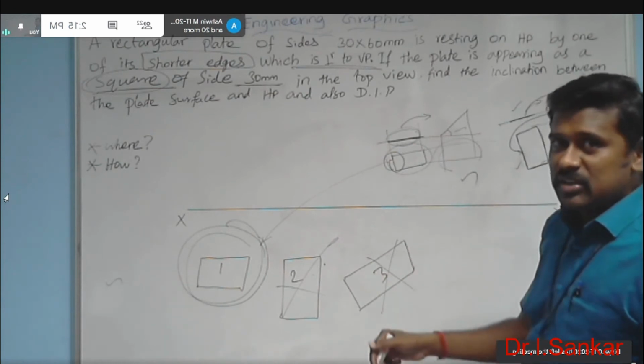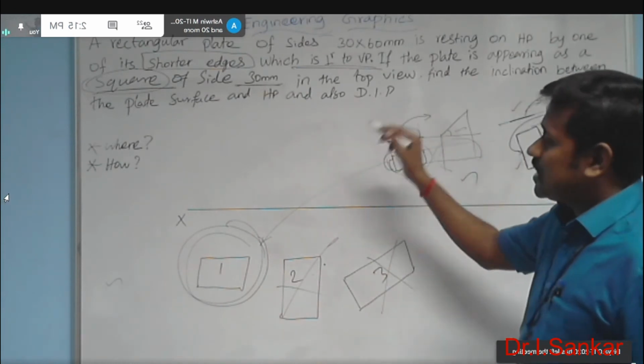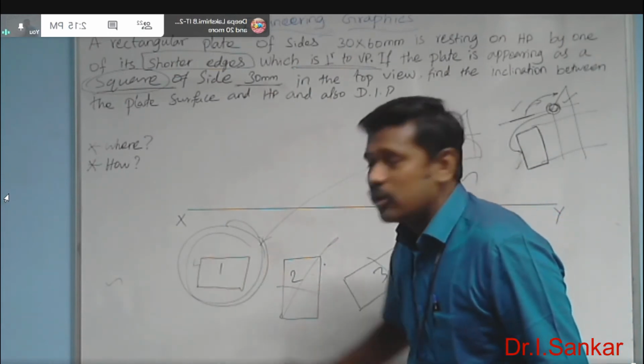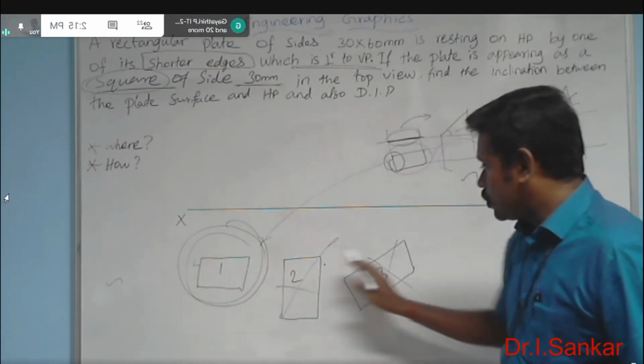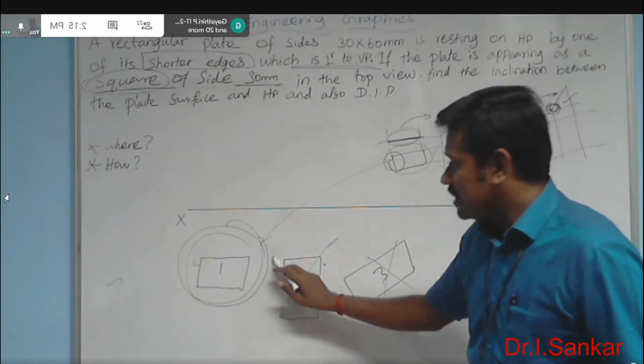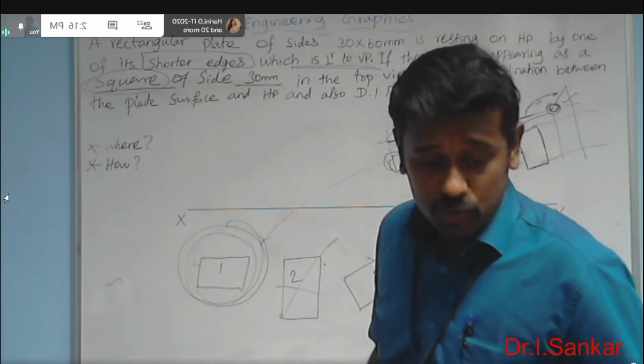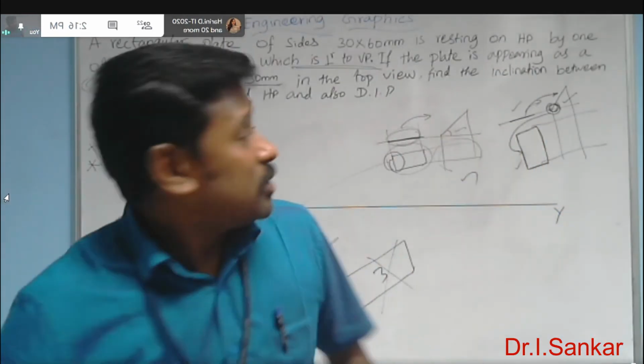And in addition, you have to rest with the shorter edge, and that shorter edge should be perpendicular to VP. Automatically it is now perpendicular to VP. So out of these 3 choices, the first choice is better apt for this question. Not only better apt, this is the only right one. Let me rub off the board.